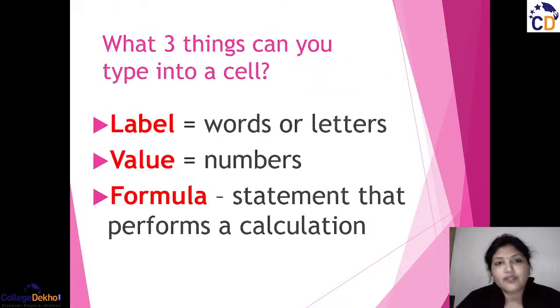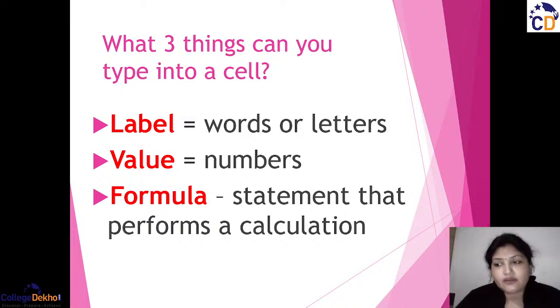Then we have, what are the three things you can type in a cell? So what you type in a cell, what type of data we have in this cell, right? It could be a label, right? And this label consists of words or letters. Then we have values. The values could be numbers. Then we have formulas, a statement that performs a calculation.